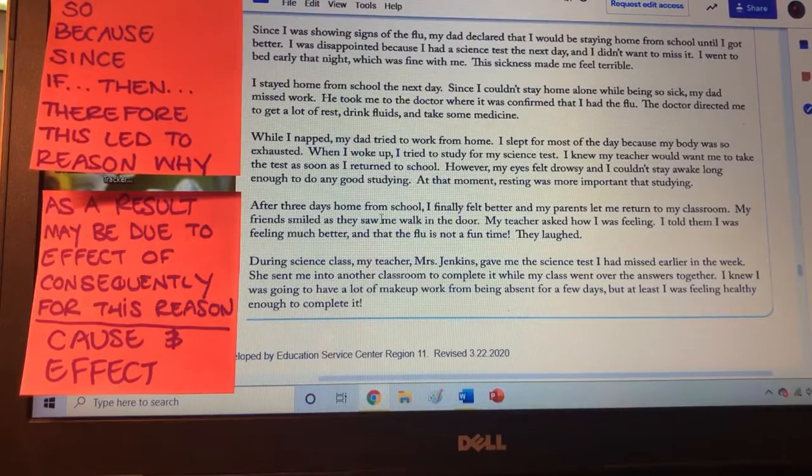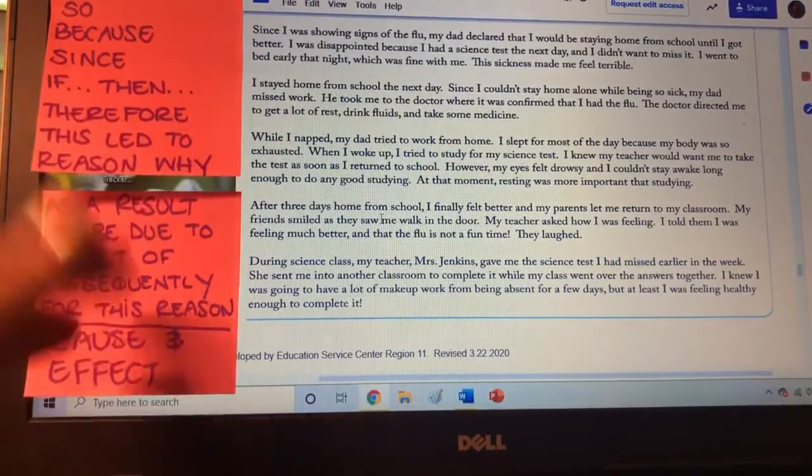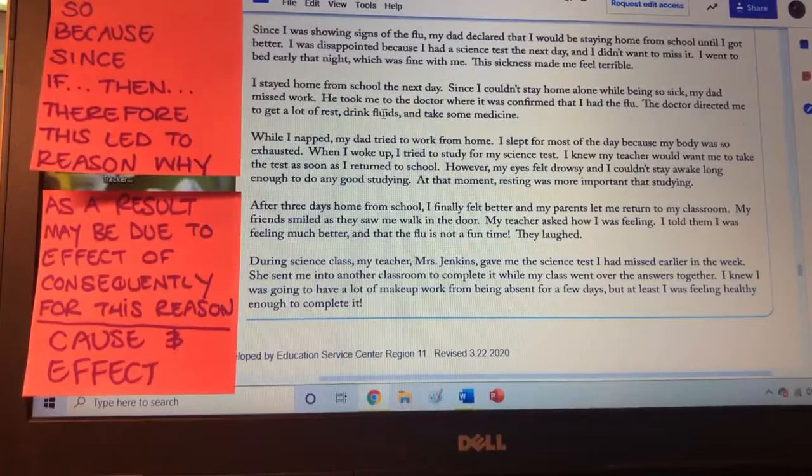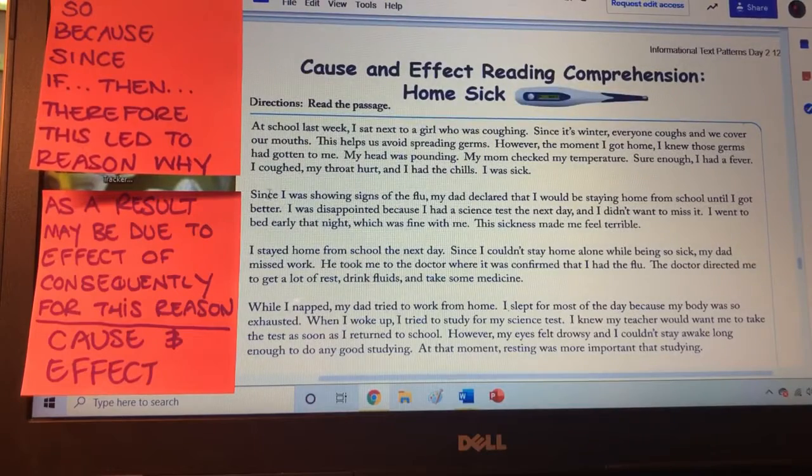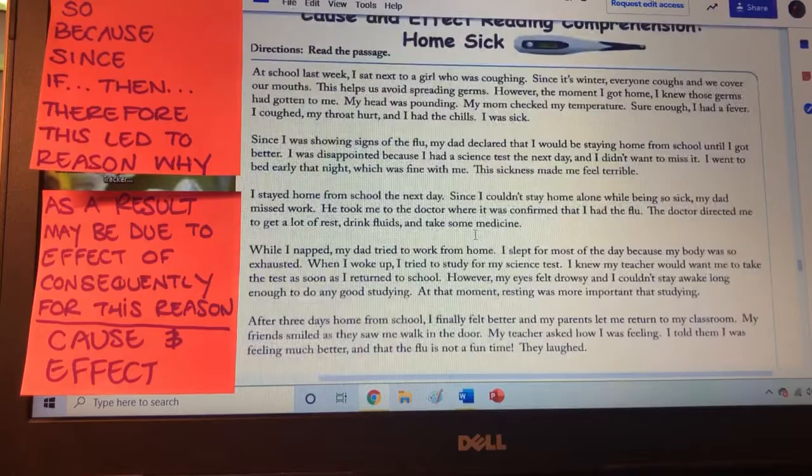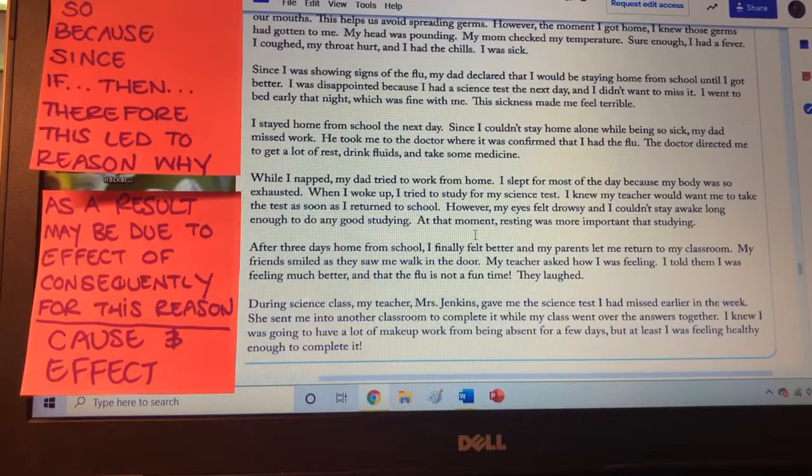All right, so what cause and effect signal words did you guys see? I saw a lot of since words: since I couldn't stay home, since I was showing signs. Go ahead and underline the ones that you found.